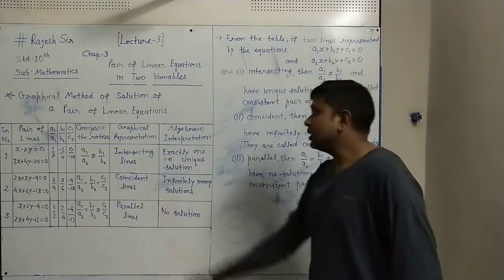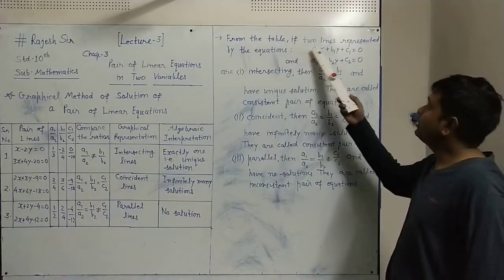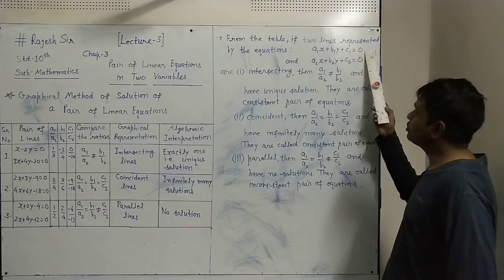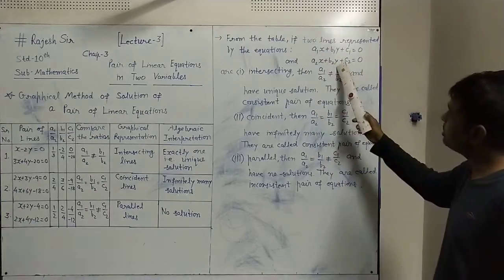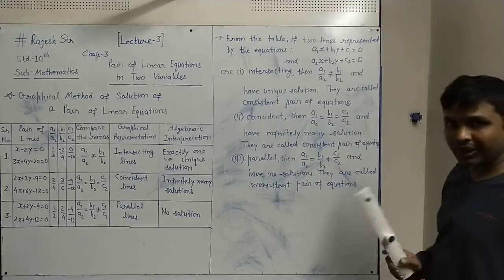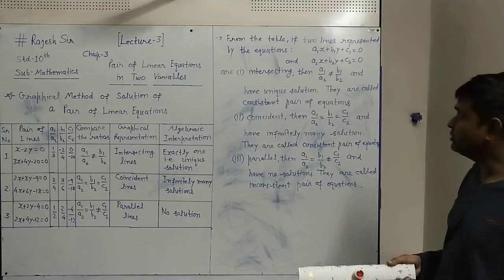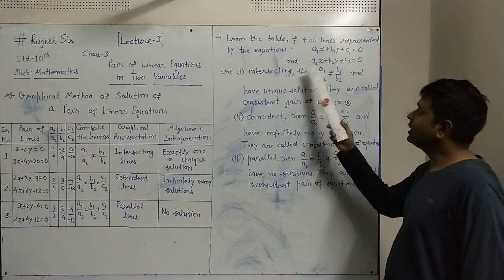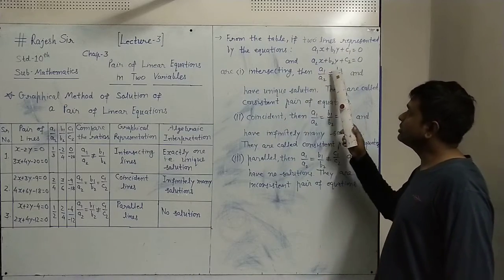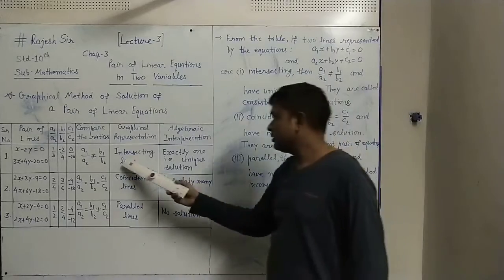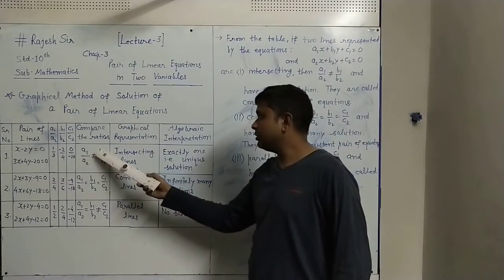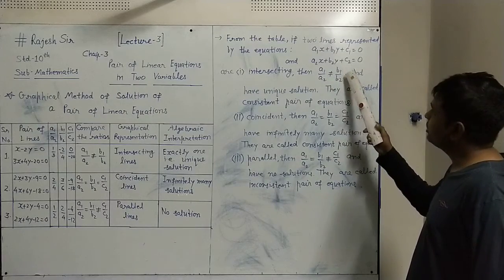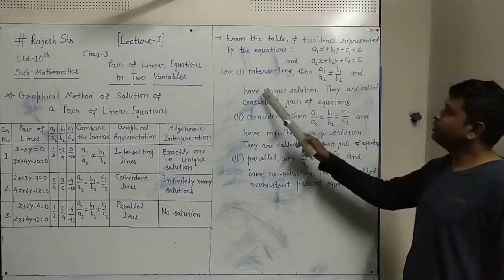So by this, the conclusion we have drawn from the table is: if two lines are represented by the equations a1x plus b1y plus c1 equal to 0 and a2x plus b2y plus c2 equal to 0, these are the two lines in the general form, as you know. Number one, if they are intersecting, then what happens? When they intersect, the ratio a1 upon a2 is not equal to b1 upon b2, and they have a unique solution.